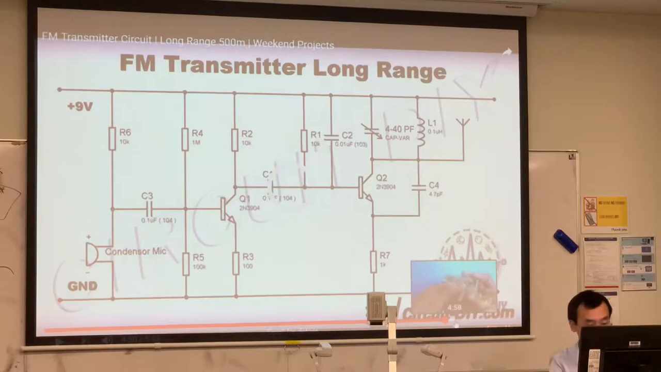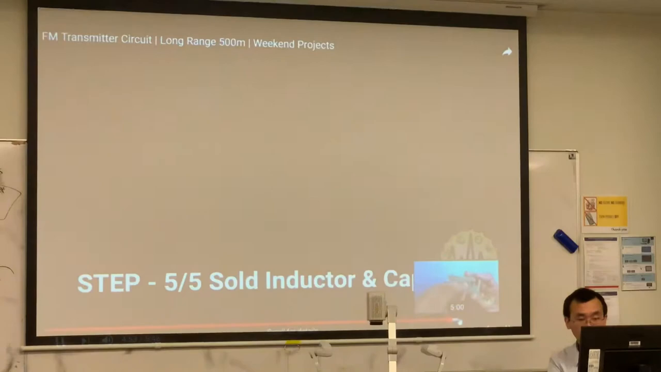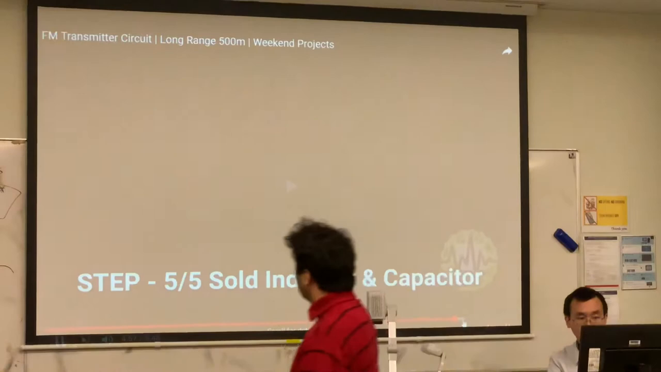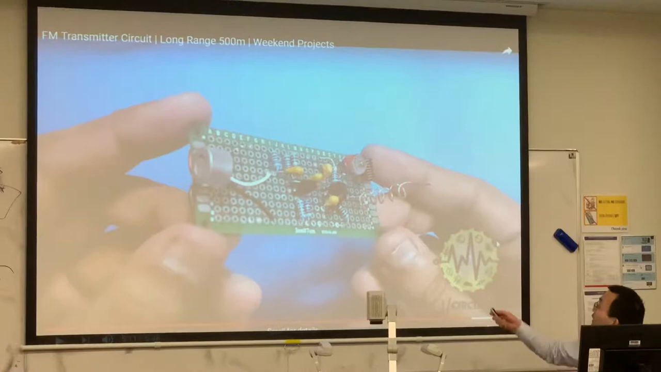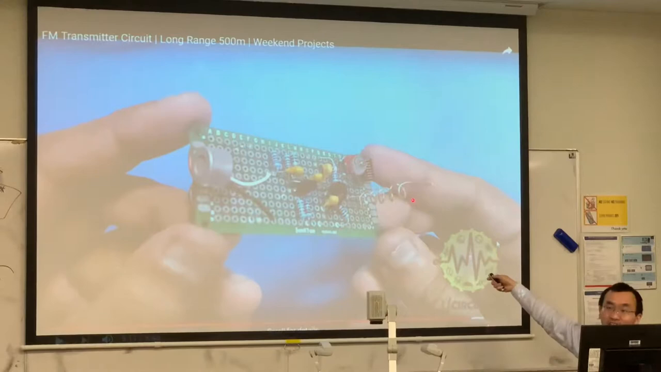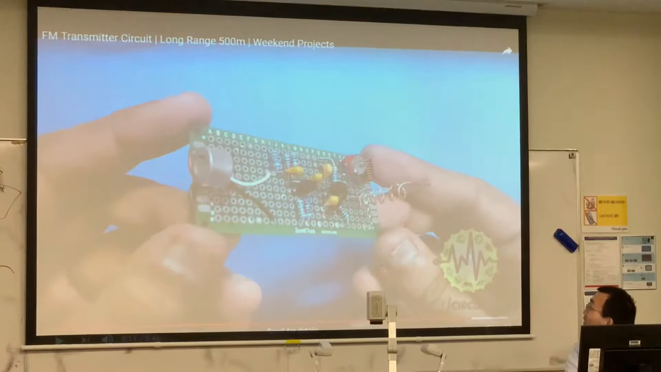You see, this part is the antenna. You see how to make a simple antenna like this. The higher the frequency, the smaller the antenna. This one is the variable capacitor.